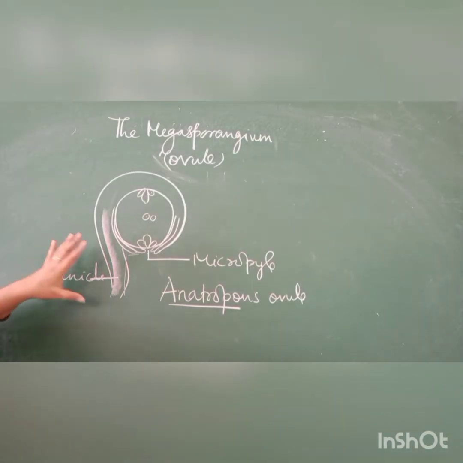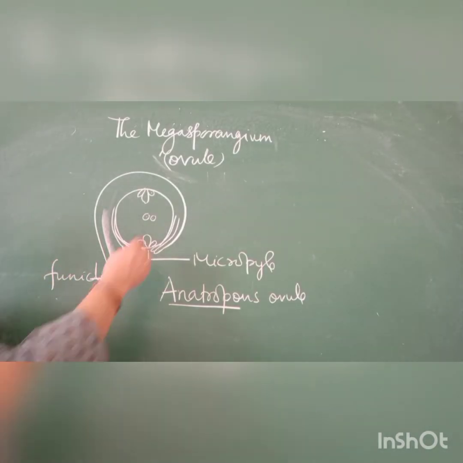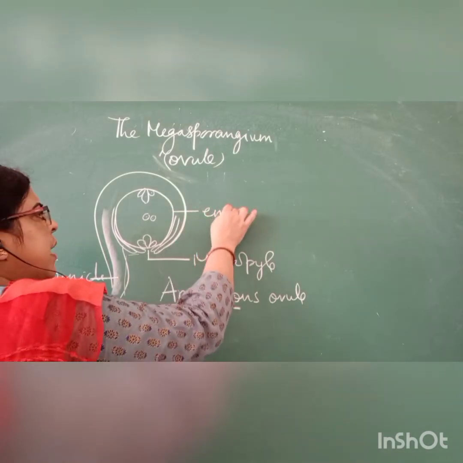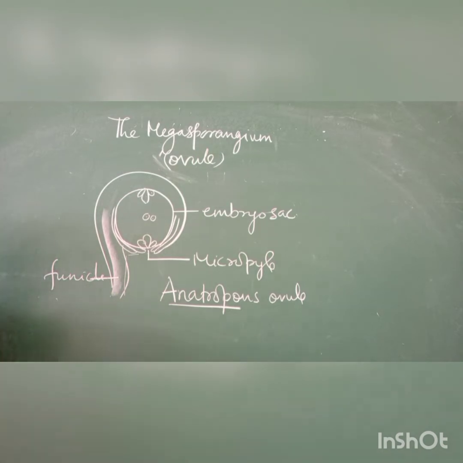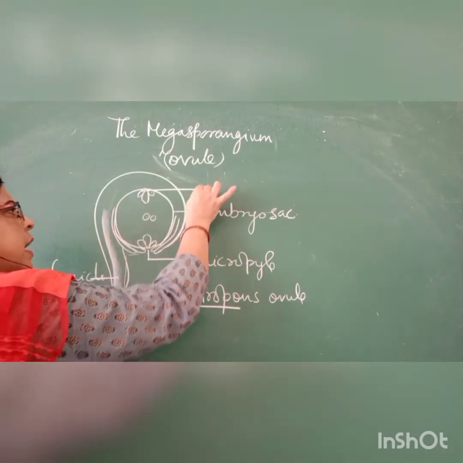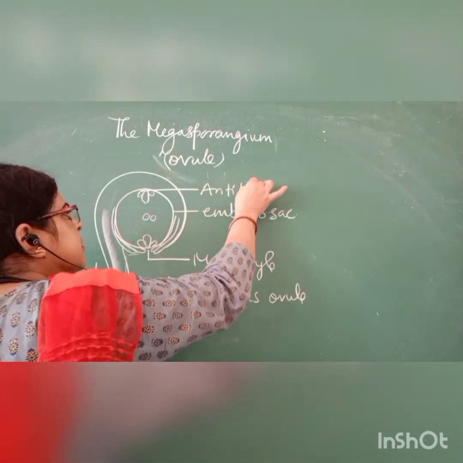Okay. So first of all, each and every ovule has a centrally placed embryo sac. This embryo sac comprises the antipodals.